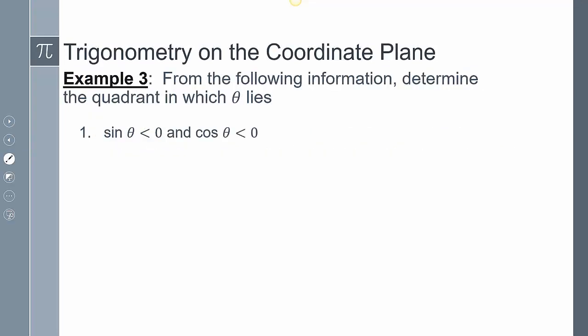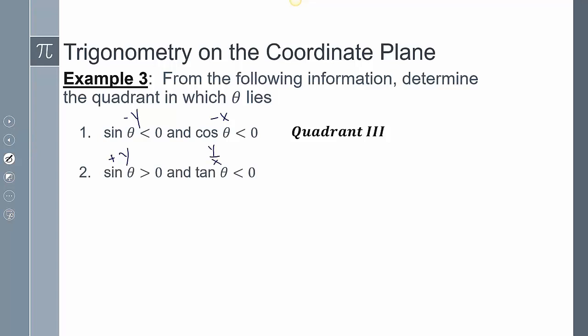So let's practice finding a few of these. Let's find what quadrant it's going to be in. So if my sine of theta is less than 0, that means my y is negative. My cosine theta is less than 0, that means my x is negative. Well, the quadrant that has both of them negative is going to be quadrant 3. My sine of theta, we relate that to y. Well, it says greater than 0, so it's positive. My tangent theta is y over x, and it's less than 0, so that means one of them is negative. Well, because my y is positive, this has to be negative, and so that quadrant's going to be quadrant 2.